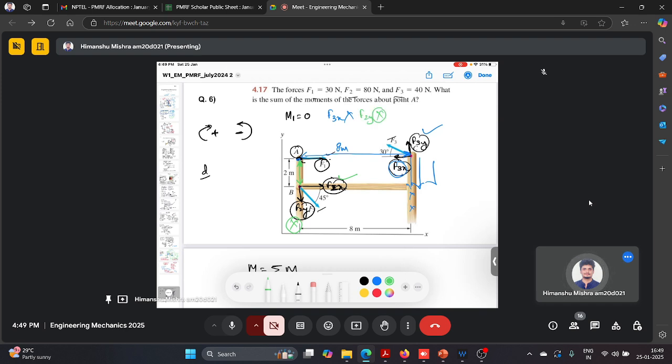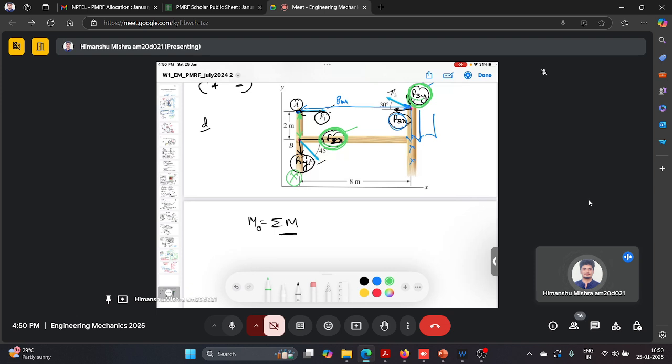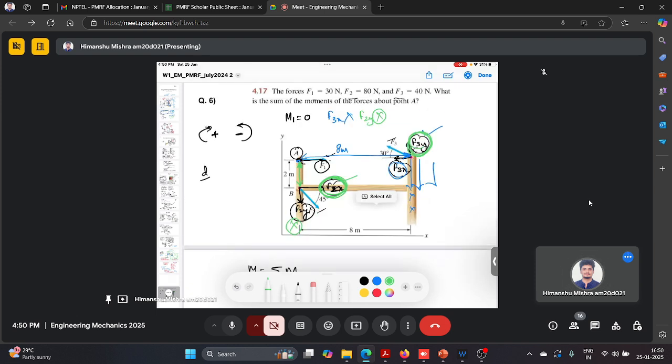So the only forces which are creating the movement are F3y and F2x. These two are the only forces which are creating movement about point A. Now we need to define the direction. So we said that the clockwise movement is positive and anti-clockwise movement we assume is negative. You can also choose otherwise. You can choose clockwise as negative and anti-clockwise as positive. It is actually based on your choice. In this question we follow this notation where the clockwise is positive.